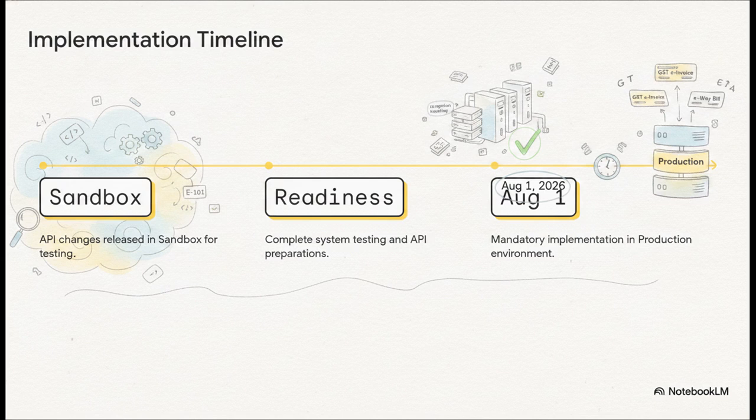ERP vendors, GSPs, ASPs, you've got to start testing today. Deliberately trigger those specific error codes to make sure your exception handling works flawlessly. Because on August 1, 2026, all of this moves into mandatory production.